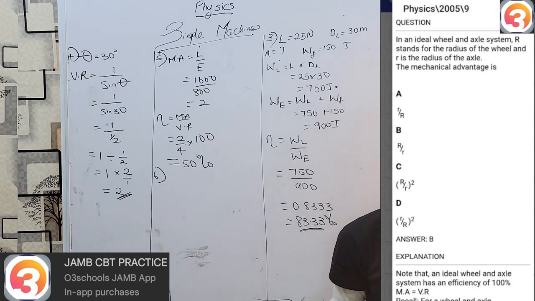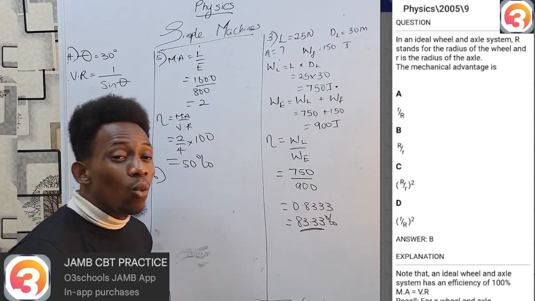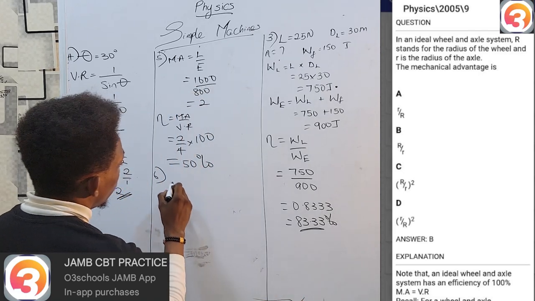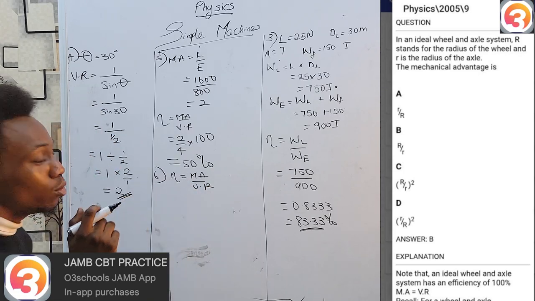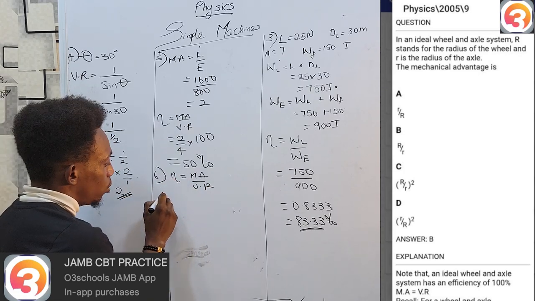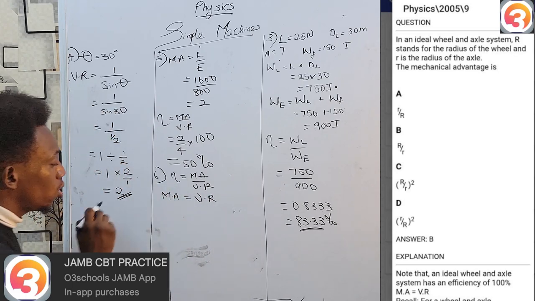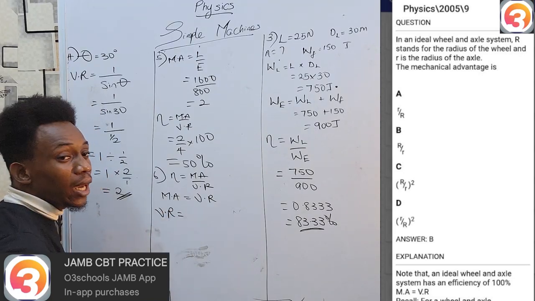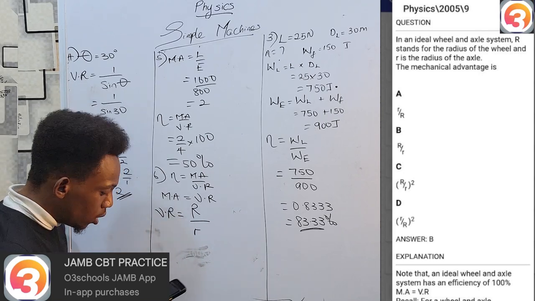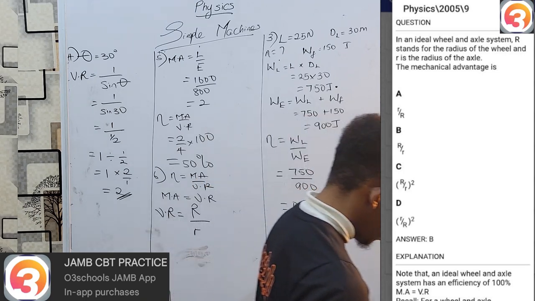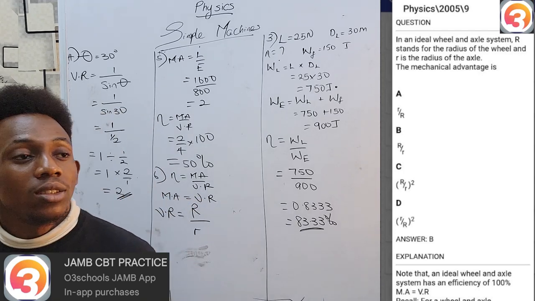What's a mechanical advantage doing with radius? What you have to remember is, they said it's an ideal machine. If it is ideal, it means the efficiency is now 100%. And as you're aware, efficiency is MA over VR. When this efficiency becomes ideal, it means that this value here shall be 1, and therefore MA equals VR. So in reality, what they're asking you for is your VR. I know VR for wheel and axle is radius of wheel, big R, over radius of axle, small r. Our answer is obviously option B. See, no need to apply much effort. We can simply get our answer.